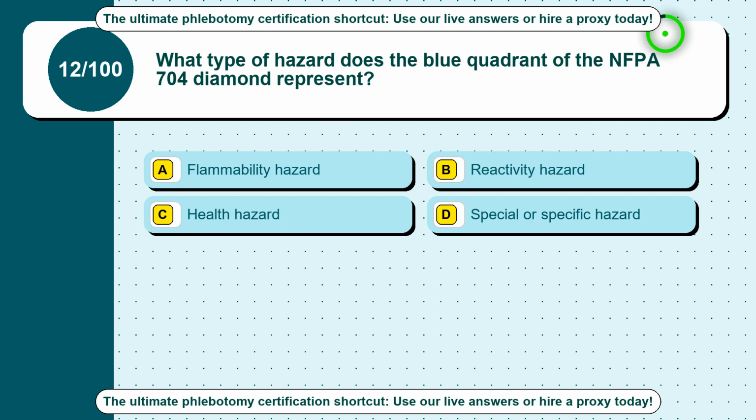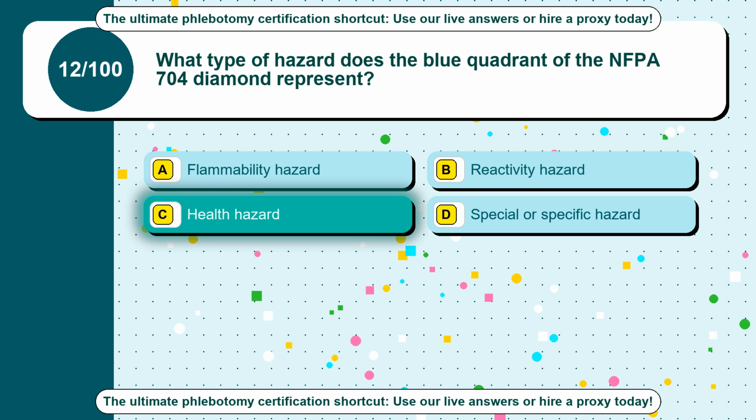Question 12. What type of hazard does the blue quadrant of the NFPA 704 diamond represent? Option A. Flammability hazard. Option B. Reactivity hazard. Option C. Health hazard. Option D. Special or specific hazard. The correct answer is option C.